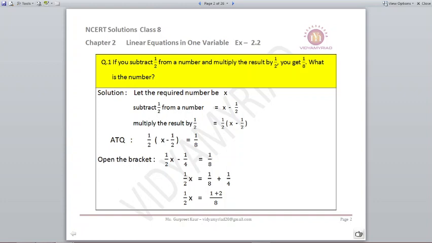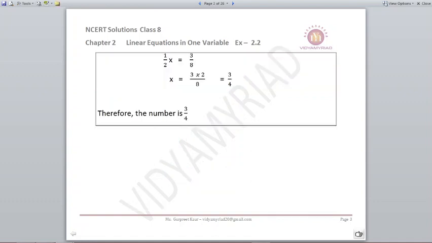Variable x will remain on the left side. Half x is equal to 1/8. 1/4 will go towards right and minus will become plus. So you will find out the value of x like this. It comes out to be 3/4. Therefore, the required number is 3/4.